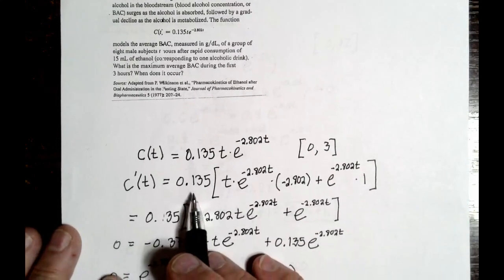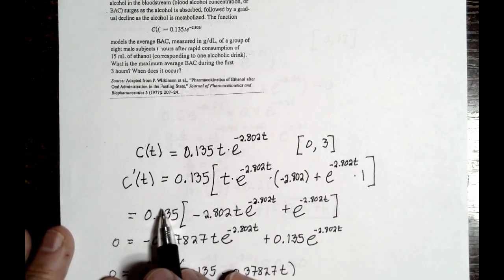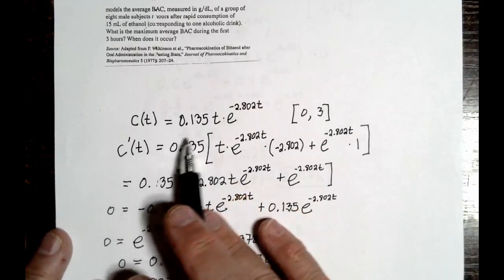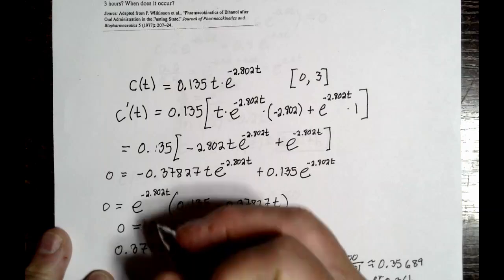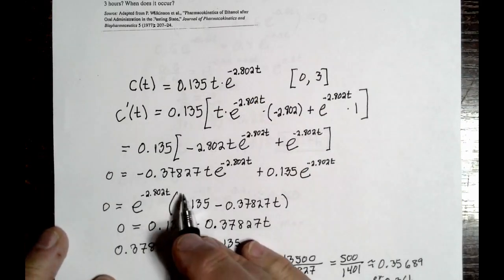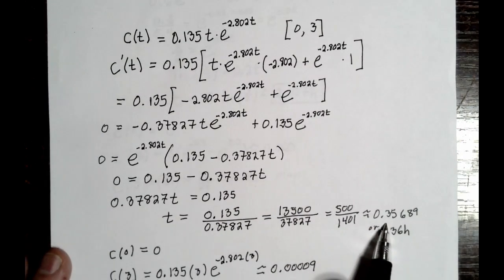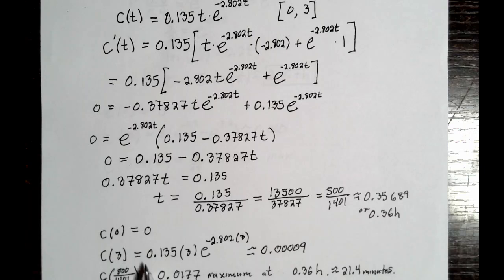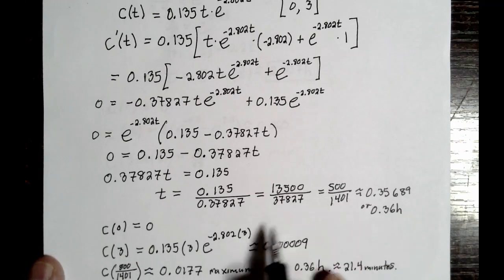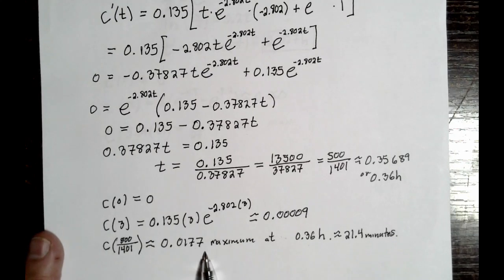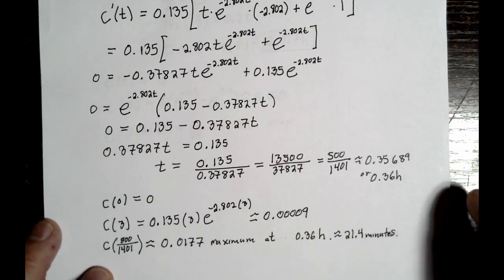So here they want to know what is the maximum blood alcohol content during the first 3 hours. So here's your formula. Take the derivative, set it equal to 0, and you solve, and you end up getting t equals this number, which is roughly 0.35689, or 500 over 1401. And so now you check each endpoint as well as the one critical number you got, and you find that you have a maximum blood alcohol content at this number, or 0.36 hours after the first drink.